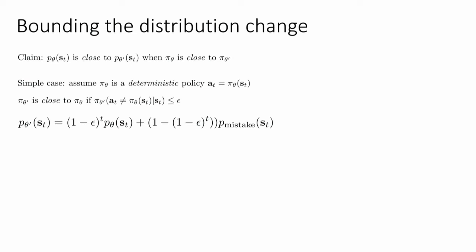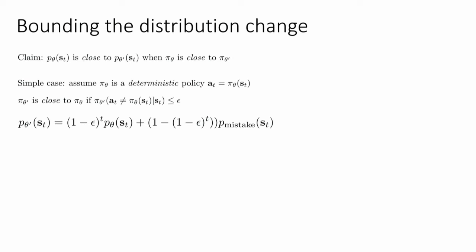Let me briefly summarize what's going on here. If we have the bound that π_θ' makes a mistake with probability less than or equal to epsilon, we can turn that into a bound on the difference between p_θ(s_t) and p_θ'(s_t). The way we do that is by writing out p_θ'(s_t) as the sum of two terms. The first term is equal to p_θ(s_t), and that comes from the fact that with some probability, your new policy π_θ' might do exactly the same thing as π_θ. What is that probability? Well, it's 1 minus epsilon at every time step.